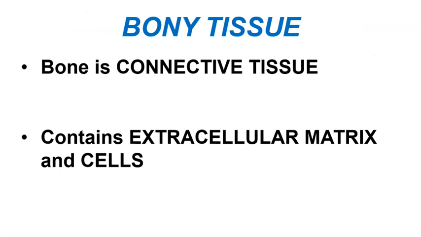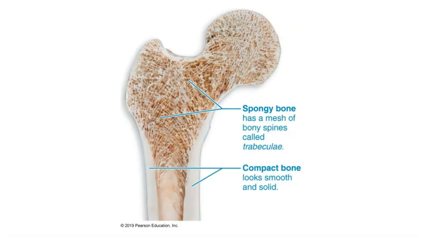So let's take a more in-depth look at the bony tissues. Recall that bone is a connective tissue, and as such, it contains an extracellular matrix in addition to its cells. For a moment here, we'll focus primarily on the extracellular matrix. There are two types of bony tissue that we will encounter within the skeleton. We have spongy bone and we have compact bone.